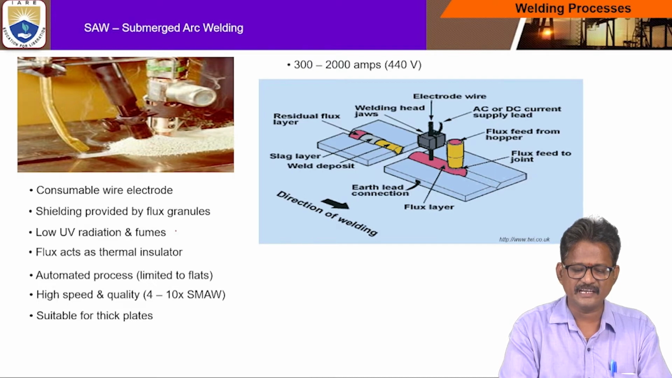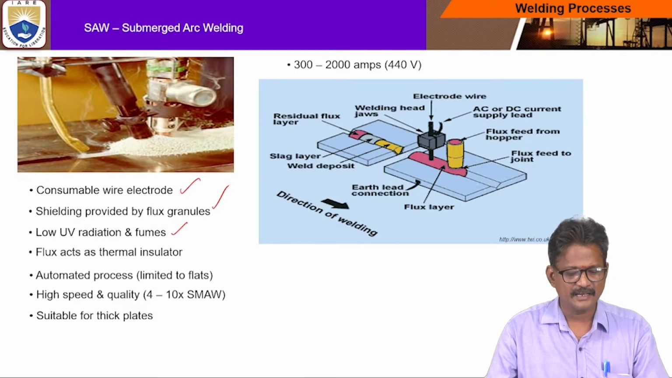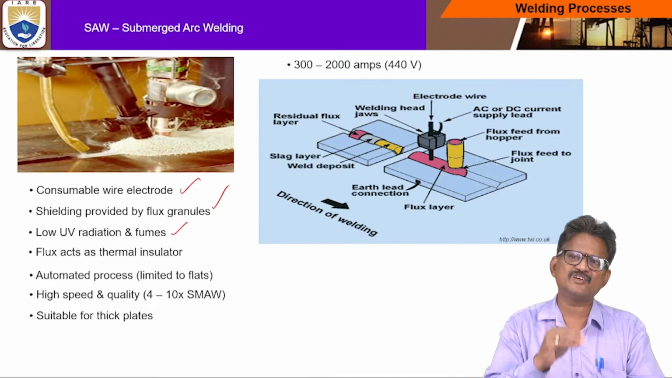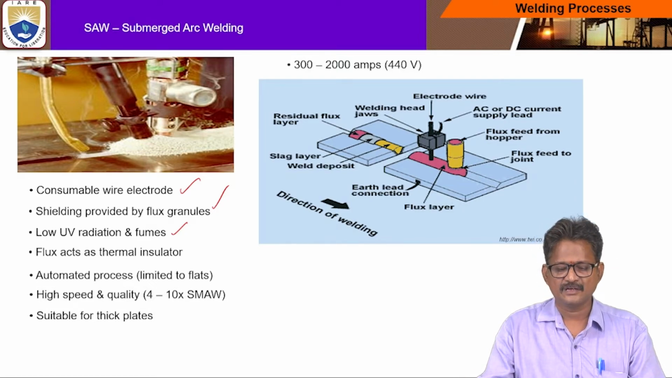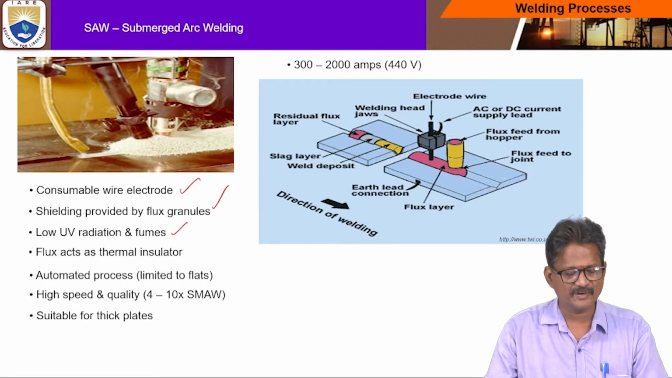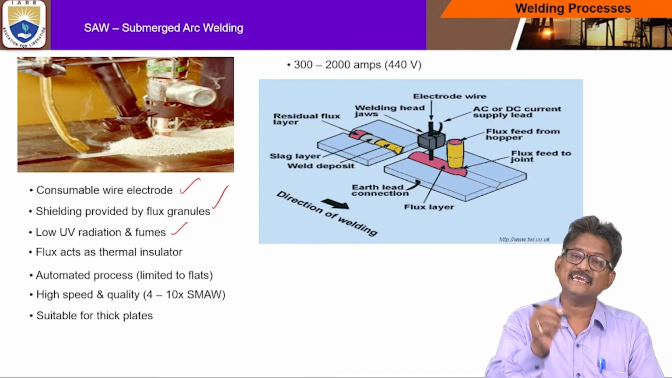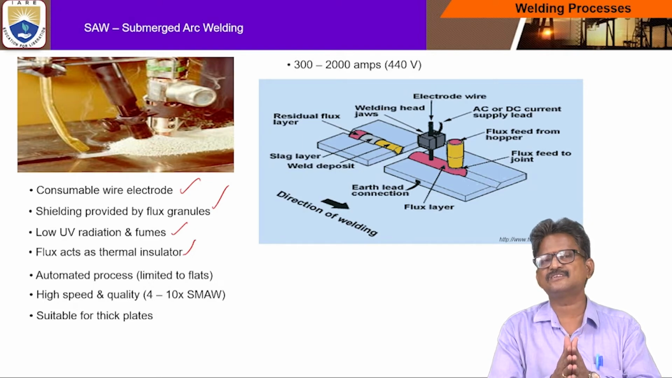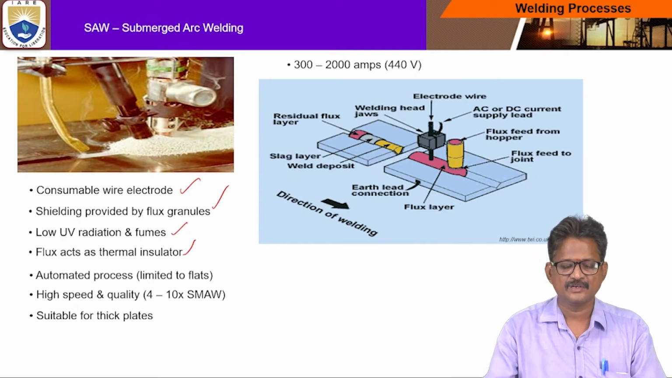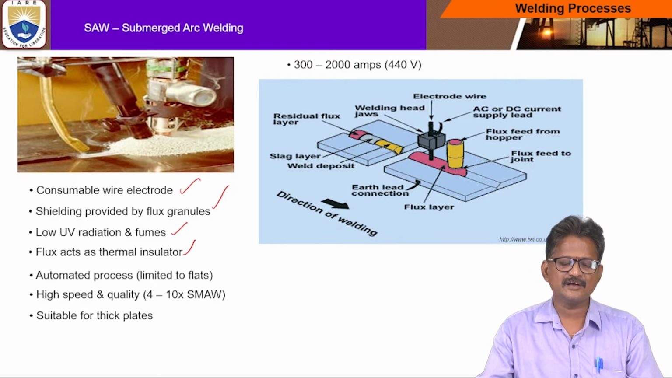It also has low UV radiation and fumes. In submerged arc welding the ultraviolet rays are not visible, so the welding can be performed in a better manner. Here the flux acts as a thermal insulator, so that shocks and power leakage cannot occur. And submerged arc welding is an automated process.